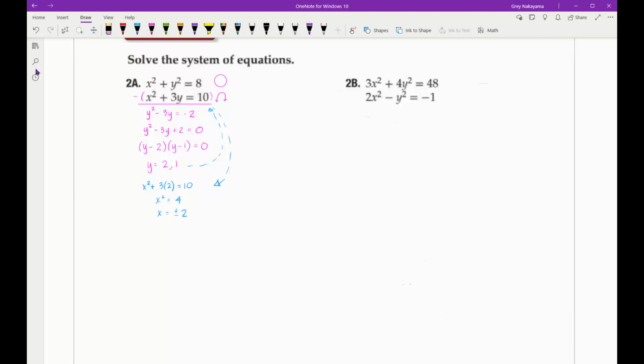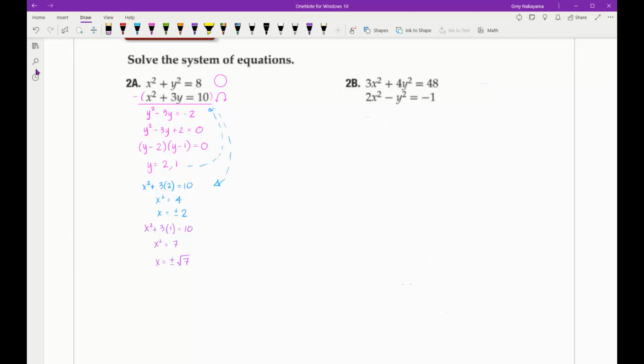So I'm going to go ahead and plug in the second y value. So x squared plus 3 times what? And that's 1, of course. So that gives me x squared equals 7, and x equals plus or minus the square root of 7.